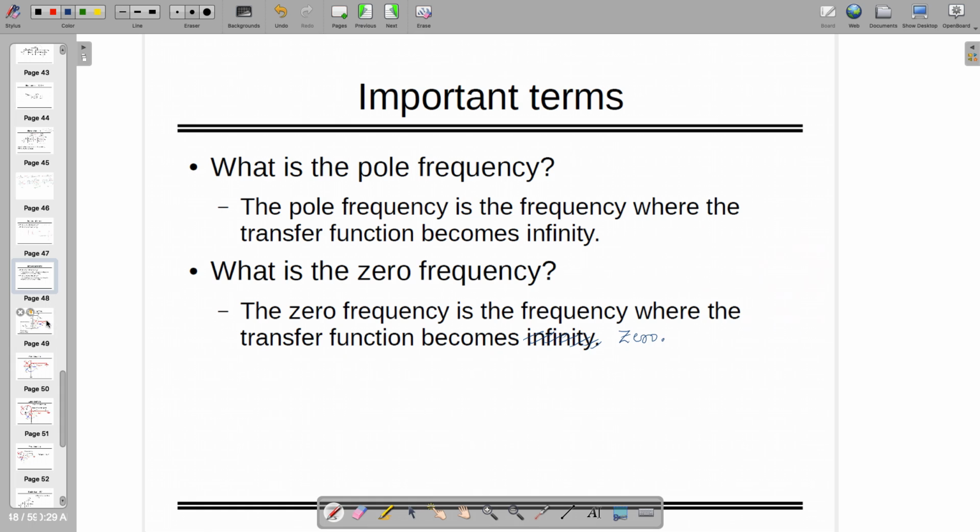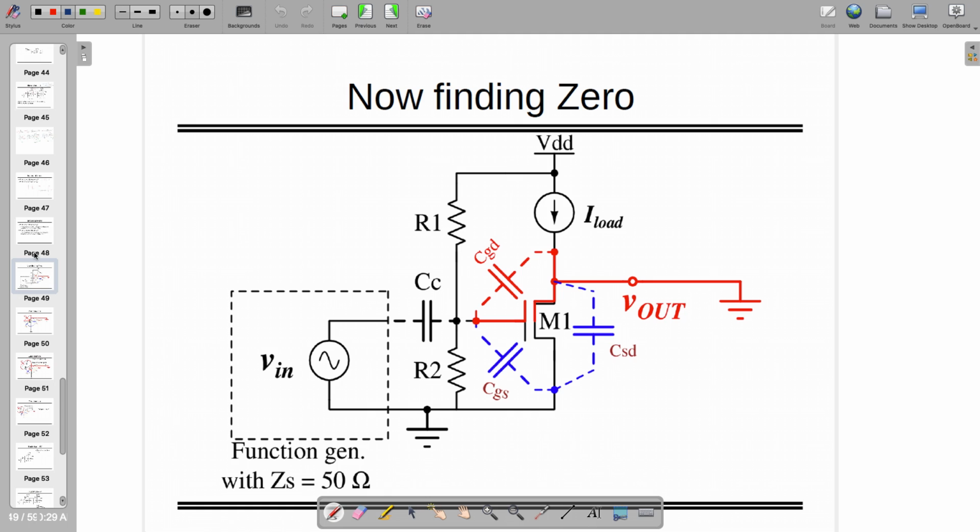So let's use that. If I need to find out the zero, the zero is the one where V out by V in at this frequency becomes zero. So I can say that V out is zero, no matter what value of V in you have. If that is the fact, let's make a technique in which, on top of finding out poles, AV, meaning the small signal AC gain, and other things, let's find out the zero.